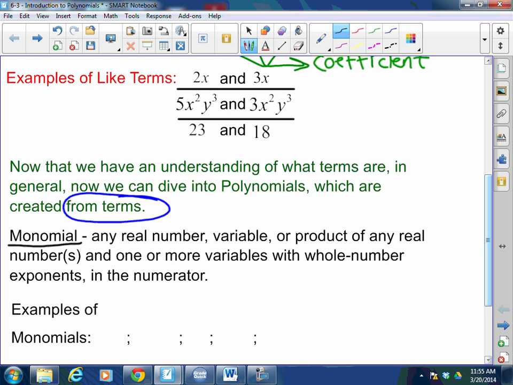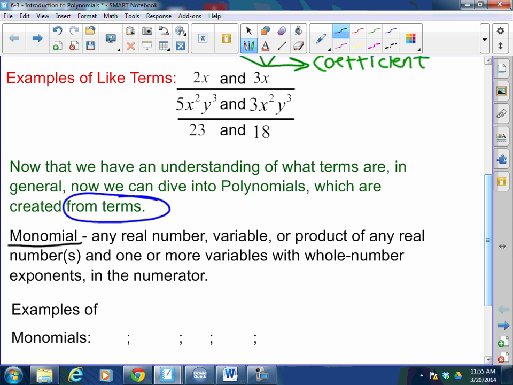A monomial is a one-term polynomial. Okay? What's a polynomial? A polynomial is a monomial or the sum or difference of several monomials. So a monomial is any real number, variable, or product of any real number or numbers and one or more variables with whole number exponents in the numerator. This is so important for you to really commit to memory.